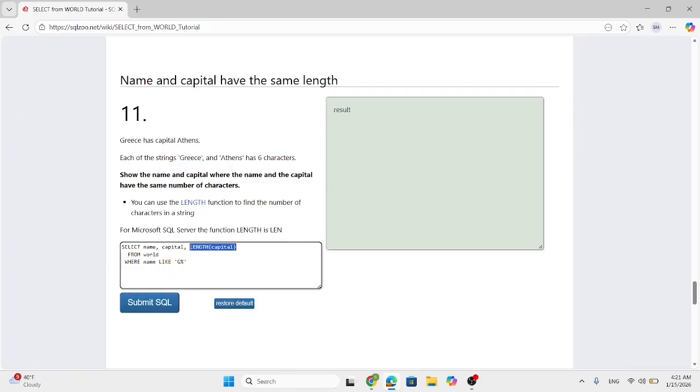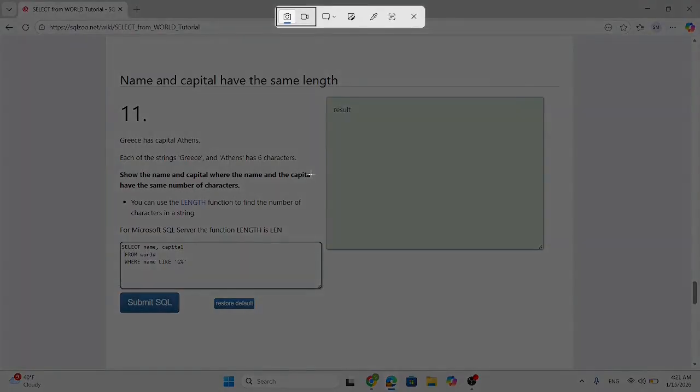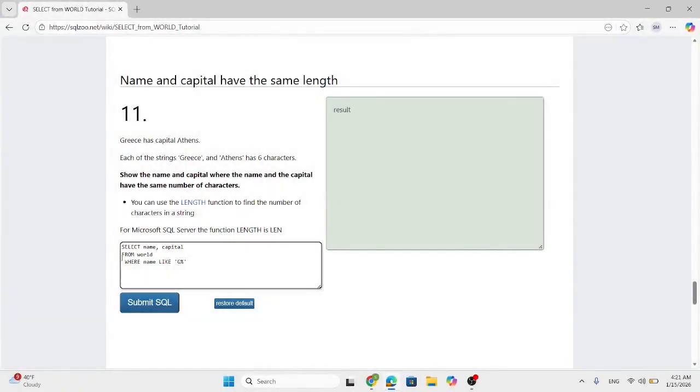Okay, name and capital, not this kind of stuff. Okay, name and capital. Sorry. So name and capital from the world table, again, from world table where capital and same number of characters.